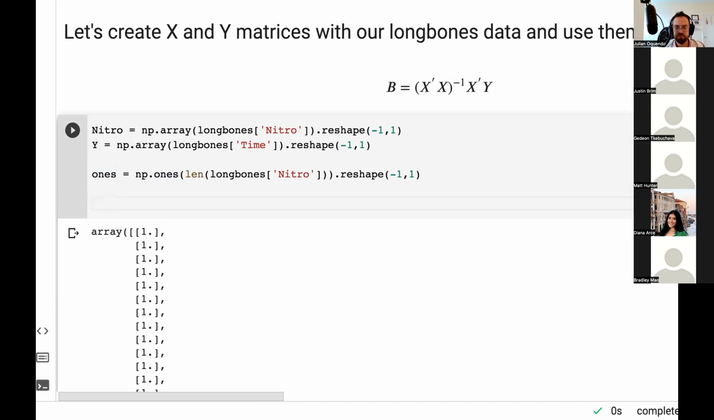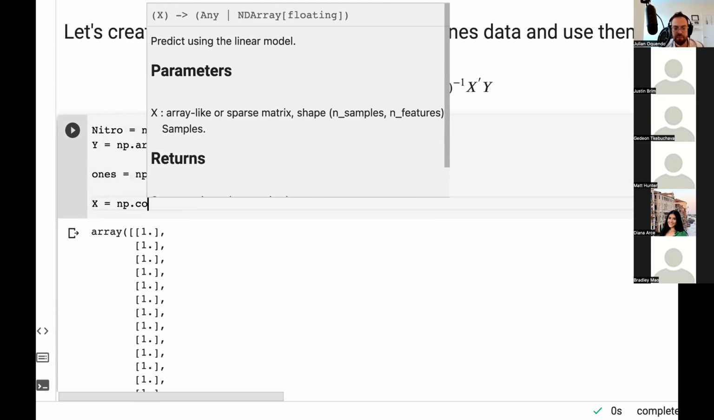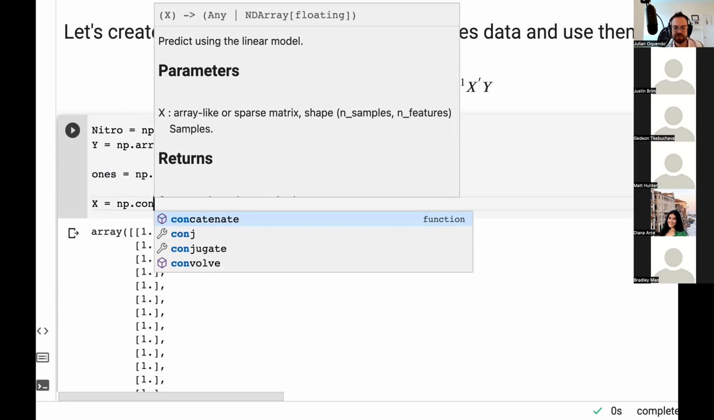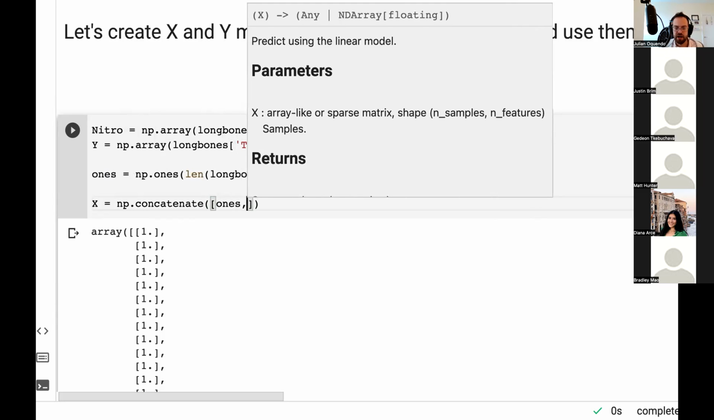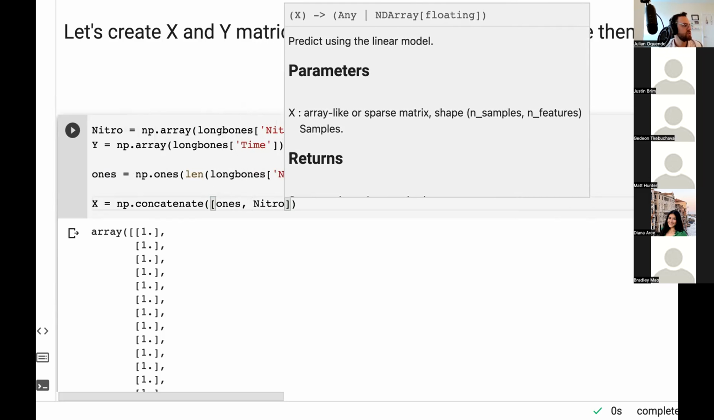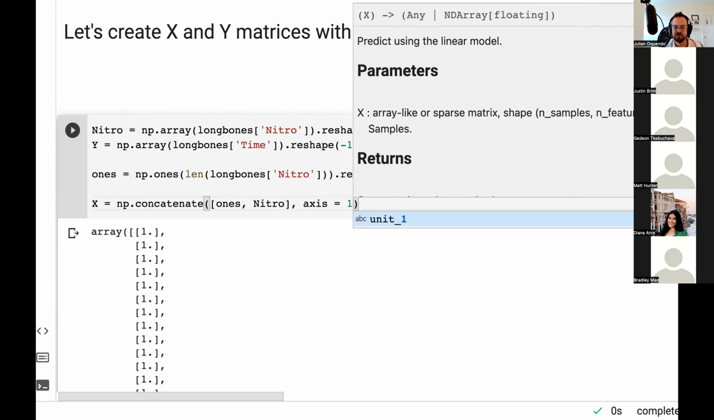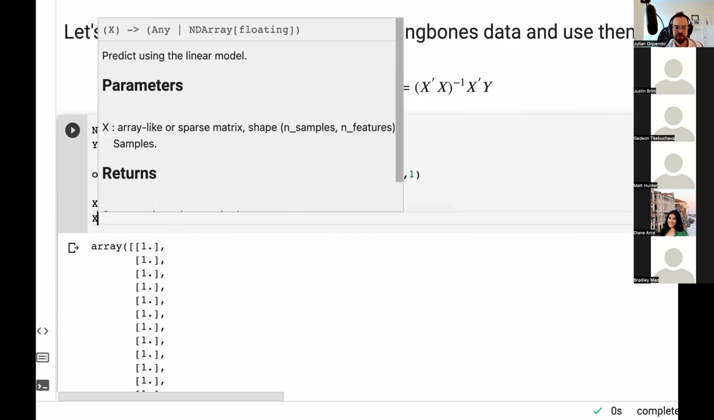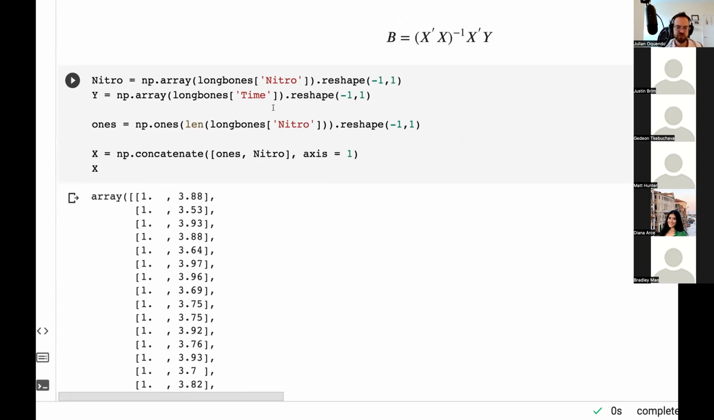Now that we have our ones, both our nitro and our ones, we can actually create our X matrix. I'm going to create our X matrix using NumPy, because I'm working with NumPy data types, the NumPy concatenate feature, which takes my ones and my nitro values. I'm going to specify that I want these values aligned up vertically. And we now have our matrix values of ones and nitro values. Any questions so far?